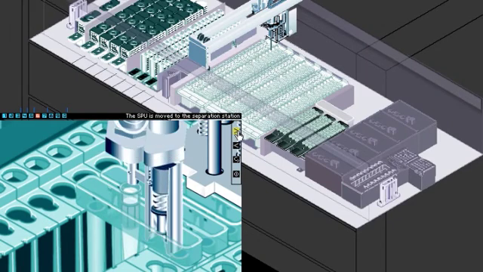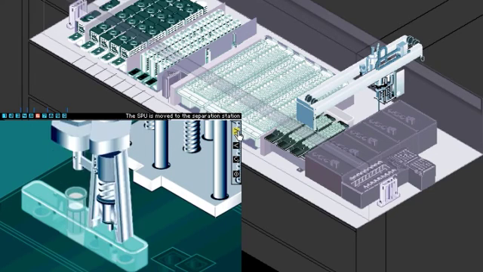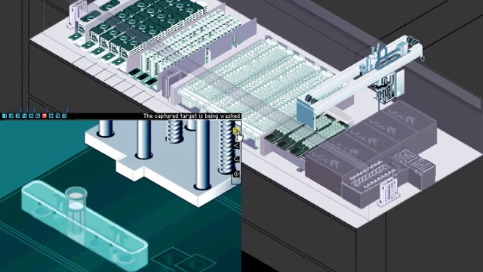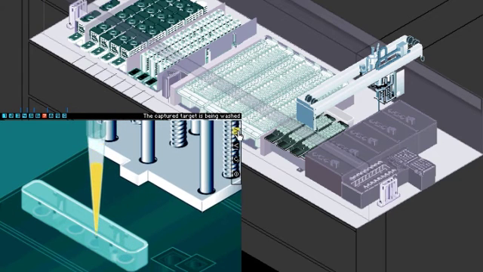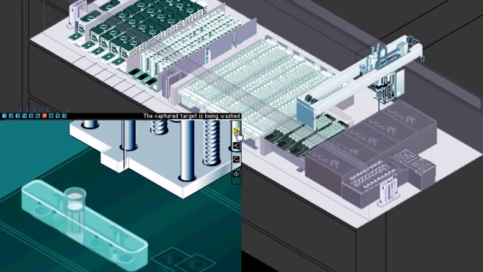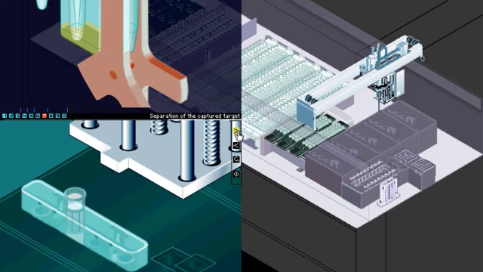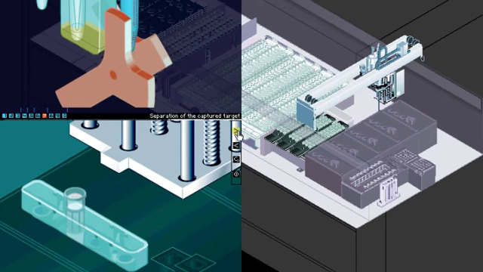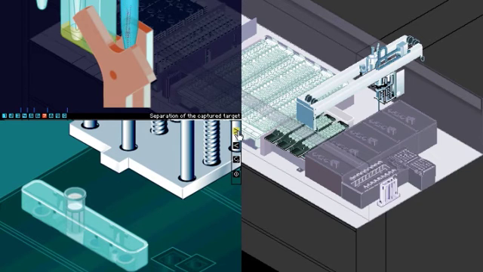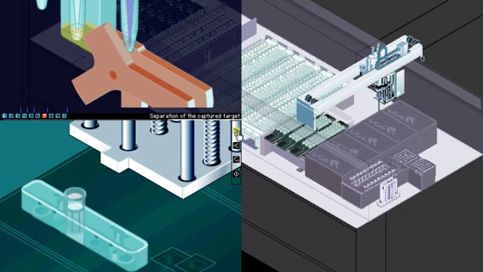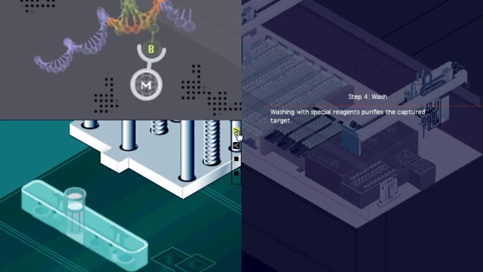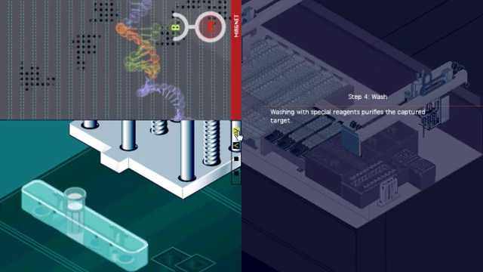The instrument moves the entire sample processing unit to the separation station, where the captured target is washed. A magnetic wash wheel moves the magnetic beads to the side of the tube to facilitate thorough washing and the elimination of PCR inhibitors. Washing with special reagents purifies the captured RNA or DNA target.